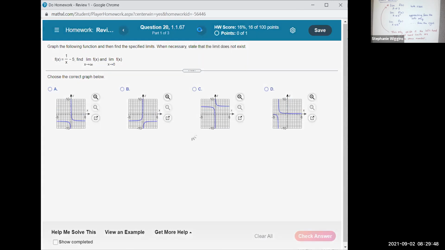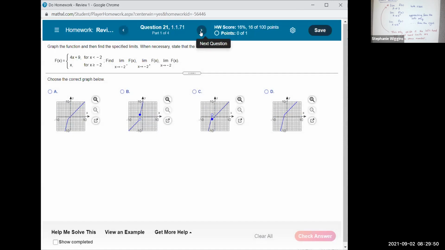Okay, this one is a similar problem. I'm going to skip over that and talk about this one. There are quite a few problems where you have a function defined piecewise. See how that function is defined? Let me just talk about this for a moment. I'm going to copy this down. Here we have f of x equal to 4x plus 9 and x.